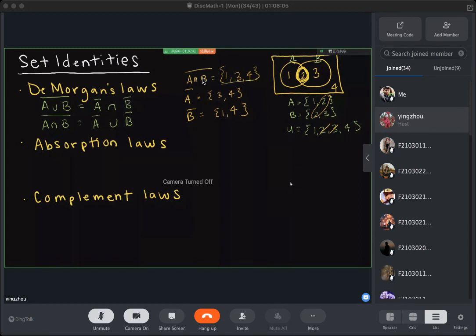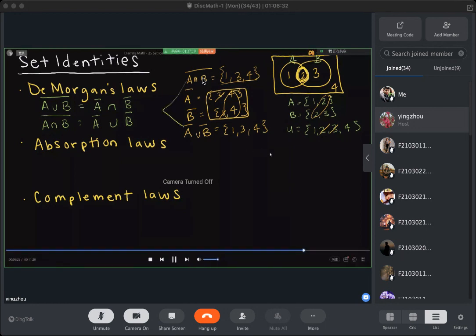Now I want the union of the complements to hopefully match up with that. A union B here, where these are the complements, means I'm adding the elements of these sets. I'm going to have the element 1. I'm going to have the element 3, and 4 happens twice, but that doesn't matter. I'm going to have the element 4, and if you'll notice, those two things are the same. So those are De Morgan's laws.